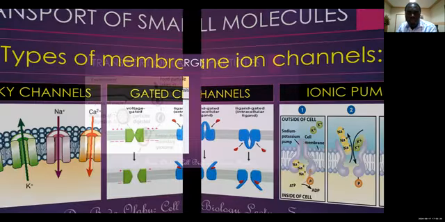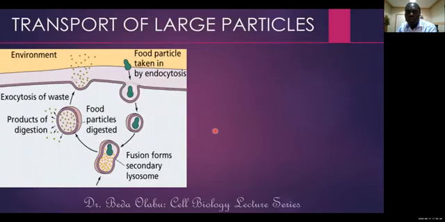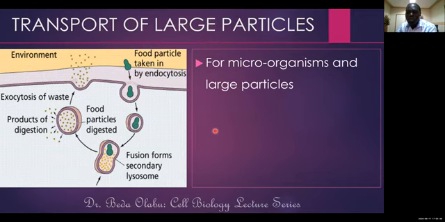Right, we can now talk about transport of large molecules. How are large molecules transported across the cell membrane? When you talk of large molecules, we have in mind things like microorganisms. Maybe there's a bacteria that has entered your circulation, then it needs to enter a particular cell. Maybe it's the plasmodium. It needs to enter the cell. How will these large molecules enter the cell? It will not be through diffusion. It will not be through active transport.